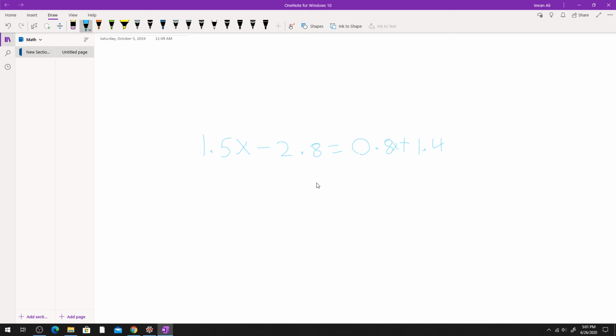Now, with these types of equations, you want to make them whole numbers first. If we look at this, this is 1 and 5/10, 2 and 8/10, so they're all tenths. They're not hundredths, they only go up to tenths, so we're going to multiply it by 10. So if we multiply 1.5 by 10, it's going to be 15 because the decimal point moves over one place to the right.